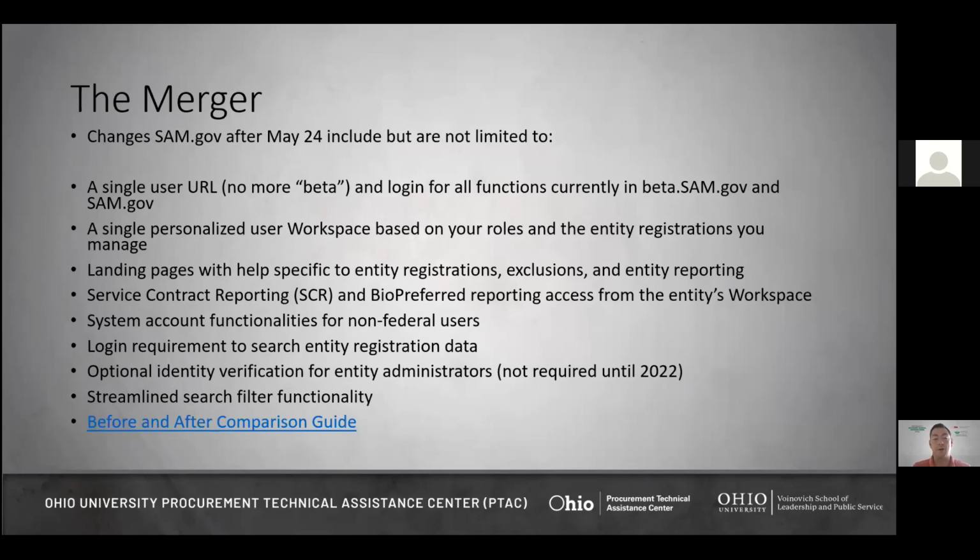You can see that it's no longer beta.sam, it's just sam.gov. But they also changed the workspace. And I think it's a really slick workspace now that gives you just a great single page view into your entity. Now you do have some reporting access. You have your login requirement now to search different entity registration data. You can see there's a before and after comparison guide linked here, but you'll notice right off the bat that it's a new layout and design, and it's based on best practice.